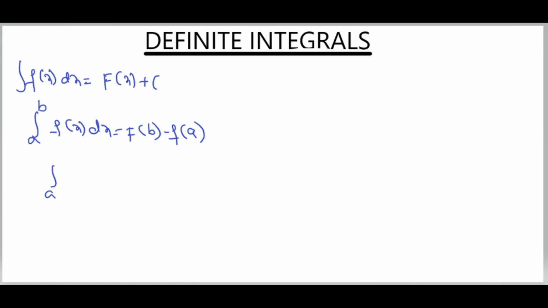Integration of a to b f of x dx is equal to integration of b to a f of x dx with these two limits interchanged. If the limits are interchanged, we put a minus sign. This is minus integration of b to a f of x dx.